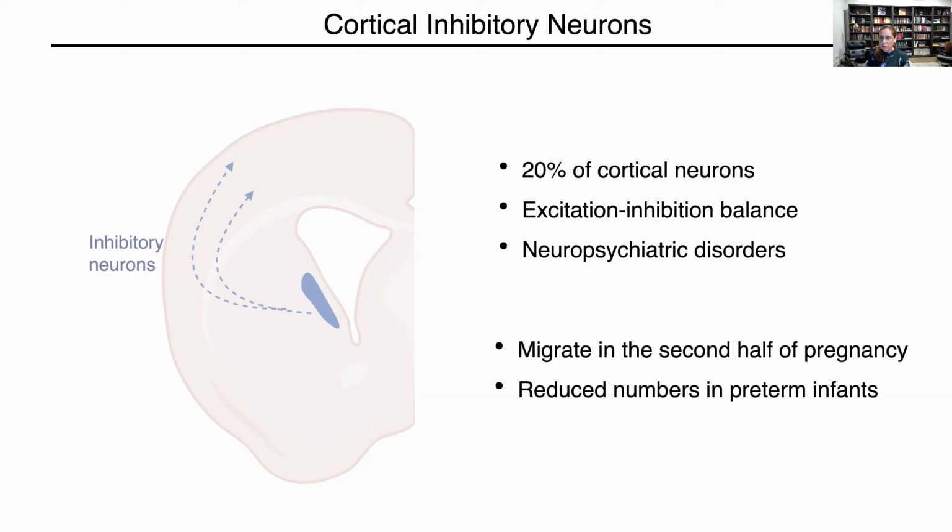We also know that they migrate in the second half of pregnancy. The peak migration is in the second half of pregnancy, which premature babies are completely missing in utero. And when we look at toddlers who were born preterm and have died of other causes, we know from histology that their numbers are dramatically reduced. And we know that preemies are at high risk for seizures and other neuropsychiatric disorders.